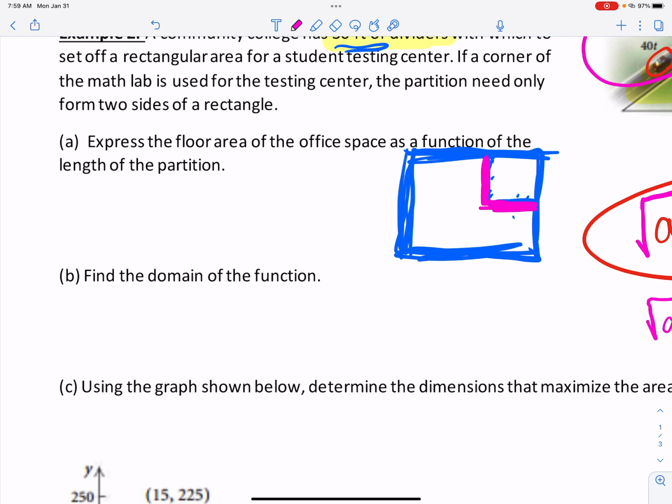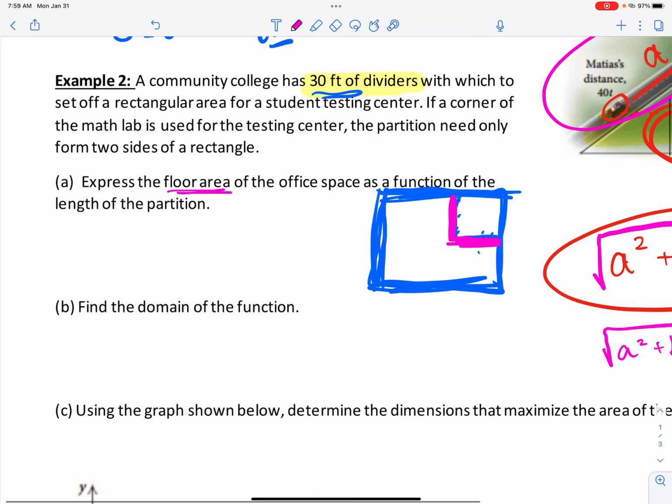Okay. All right. Let's go ahead and answer question A. It says, express the floor area of the office space as a function of the length of the partition. Okay. So we're interested in the floor area. Now we're interested in the area. Let me use a highlighter. We're interested in the area of the office space.